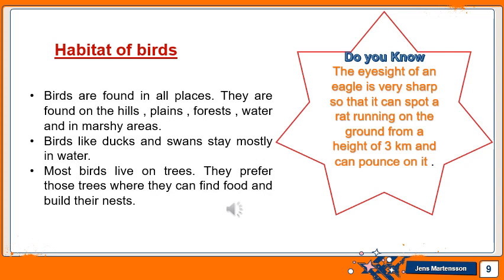Most birds live on trees. They prefer those trees where they can find food and build their nests. Children, do you know the eyesight of an eagle is very sharp so that it can spot a rat running on the ground from a height of 3 kilometers and can pounce on it.